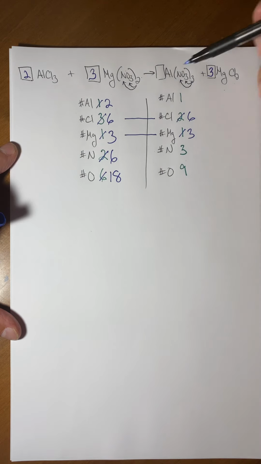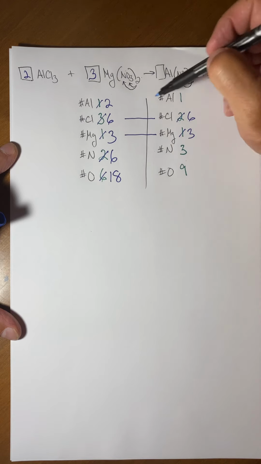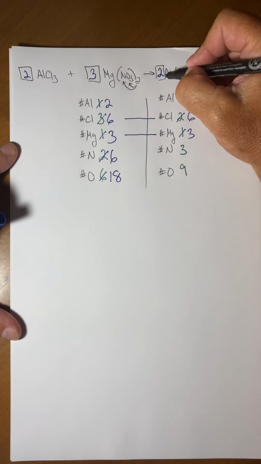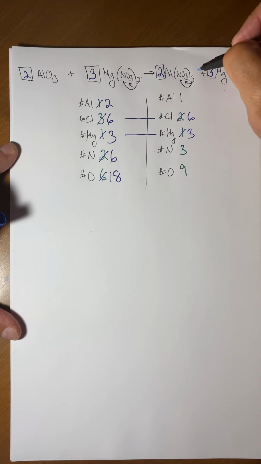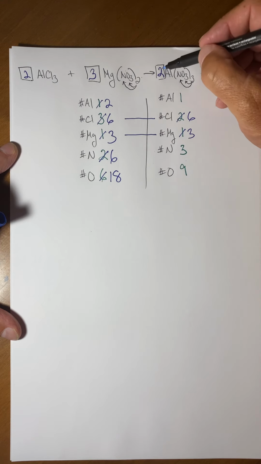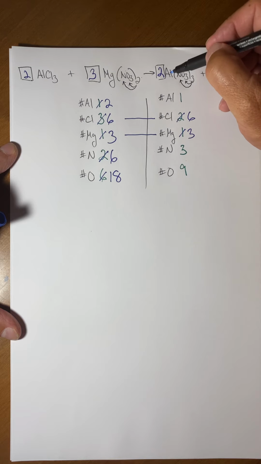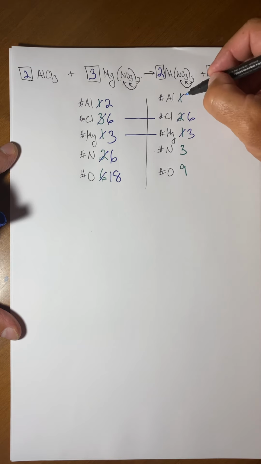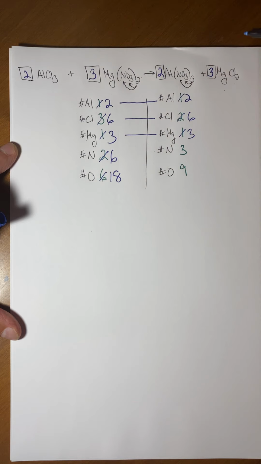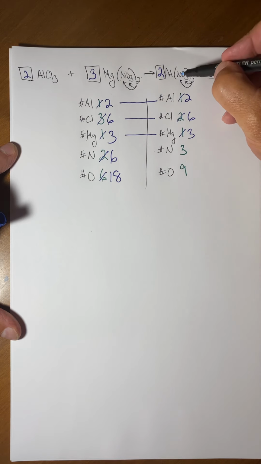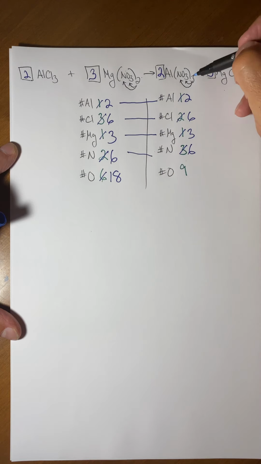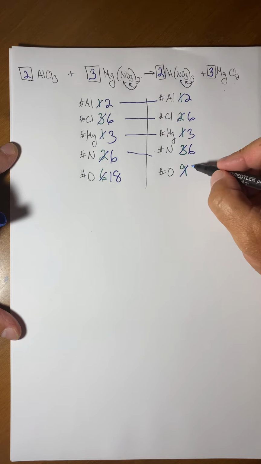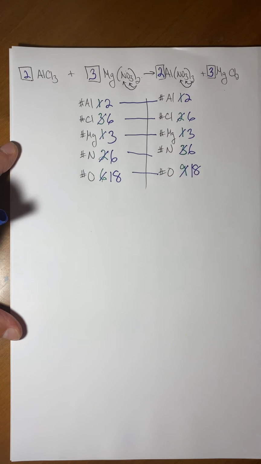Okay, let's balance the aluminums. So if I want to get this side to be a 2, I have to put a 2 there. Now, everything in this compound is going to get multiplied by this 2. So there was 1 aluminum to begin with, times 2 is now 2. Got them to balance. There was 3 nitrogens, times 2 is 6. Got them to balance. And there was 9 oxygens, times 2 is 18. And look what happens. It's all balanced.